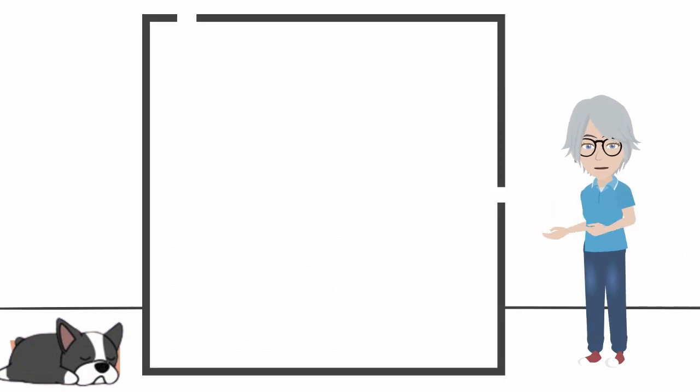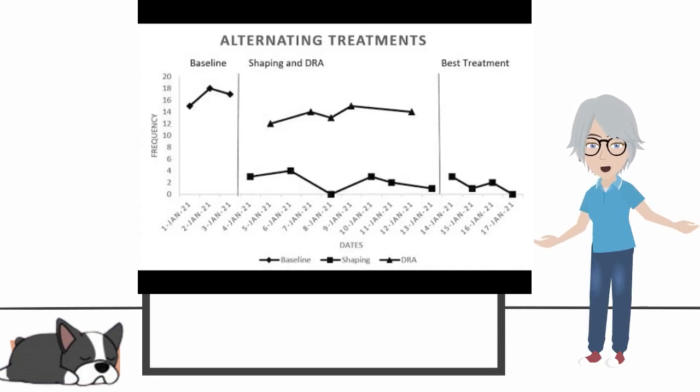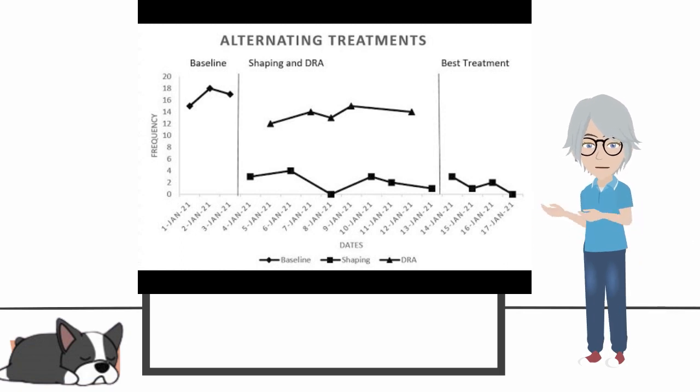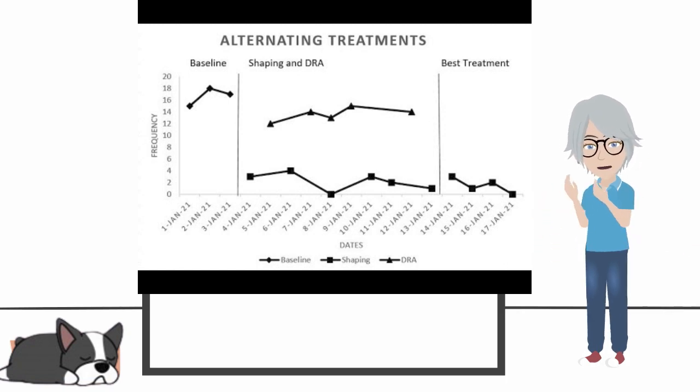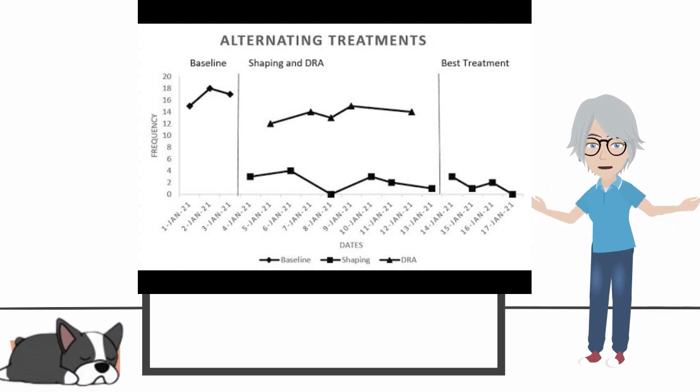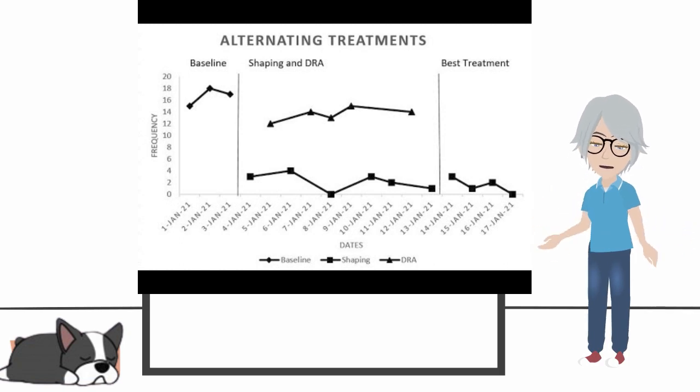We can also use alternating treatment design, and this is also another common one. We might see this called ABAB. And this is when we evaluate the effectiveness of multiple independent variables on a single dependent variable. So I have one behavior that I'm trying to change, but I have 3 different interventions or 2 different interventions that I'm trying to use.